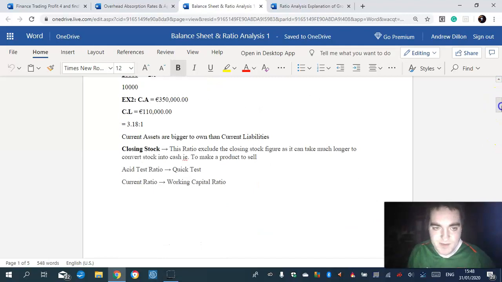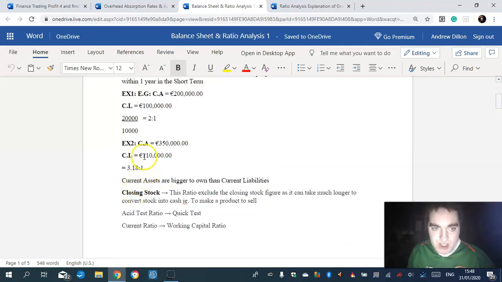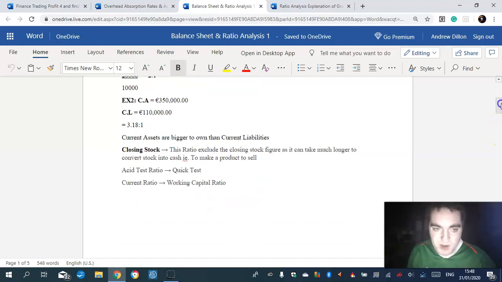So that's how you do this in a third level exam or level 6 test: you have to analyze and find the answer for the current liabilities and current assets. You just divide one over the other, and you should get a simple answer to two decimal places. So that's how to do current liabilities and current assets. Now I'm going to move on.